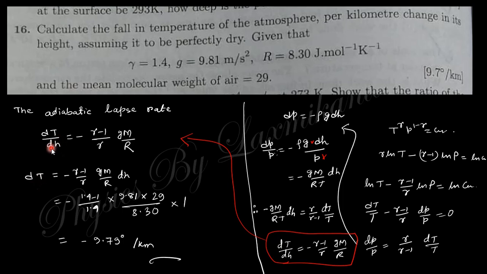So dT equals dT by dh multiplied by dh. You can see gamma equals 1.4, g equals 9.81, R equals 8.30, and M equals 29, and dh is the height change in kilometers. So here this will be degrees per kilometer. You can take this as degree centigrade or degree Kelvin, because the change in temperature in the centigrade scale and the Kelvin scale are equal. The actual value will be different, but the change is equal. Go to the next one.